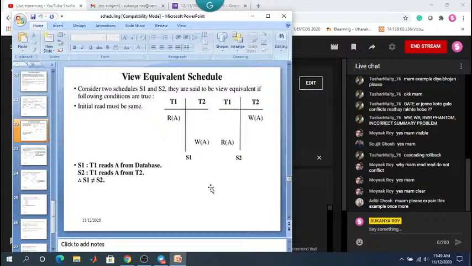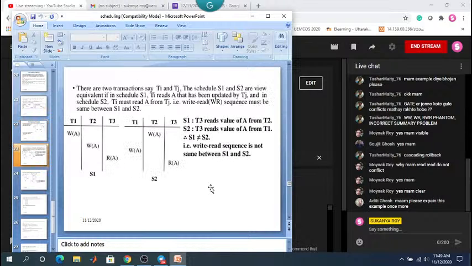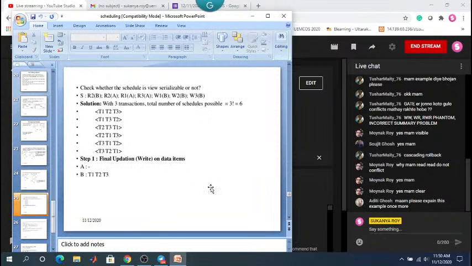S1 is not equivalent to S2. Okay. This way, we can do the view serializability as well as the conflict serializability. This way, we can convert. Let's check the example. See, check whether the schedule is view serializable or not. This is the transaction.